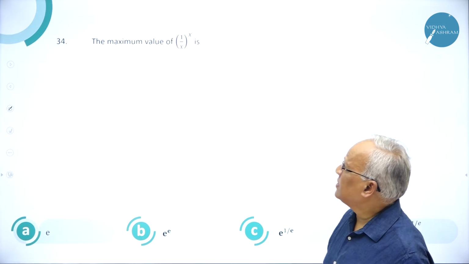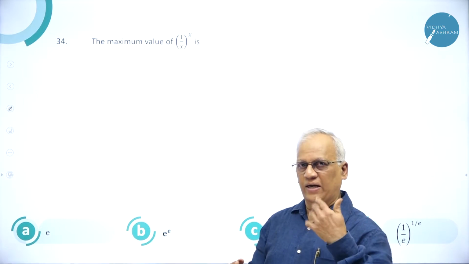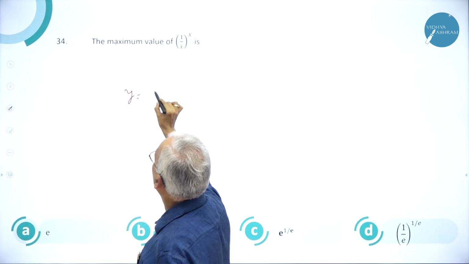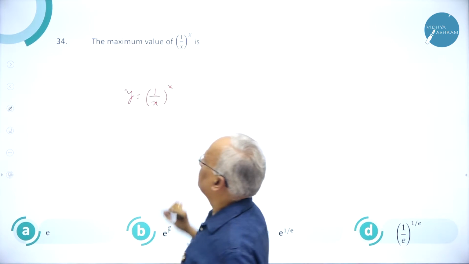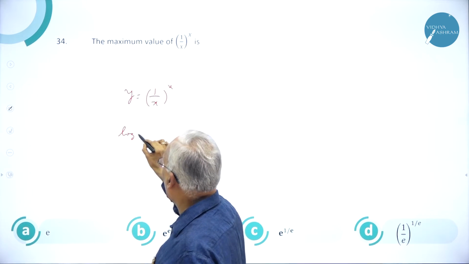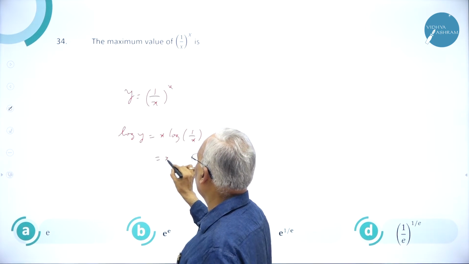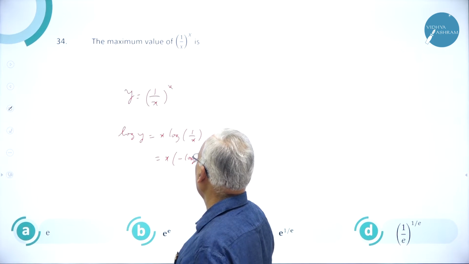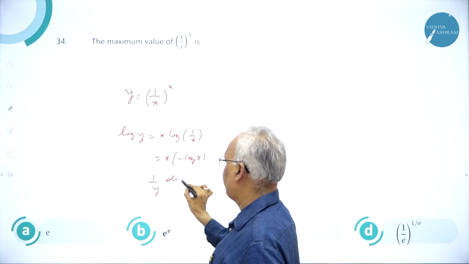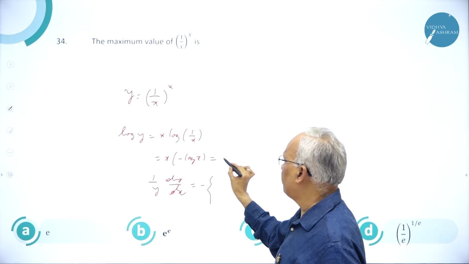Next question. The maximum value of 1 over x to the power of x. Don't do it completely: first derivative 0, second derivative negative for maxima, all that is not necessary. See what you do. You take y equal to 1 by x to the power of x. Now to differentiate, I need to take logarithm. Log y is equal to x into logarithm of 1 by x, which is equal to x into minus log x, because it is log 1 minus log x, which is minus log x.